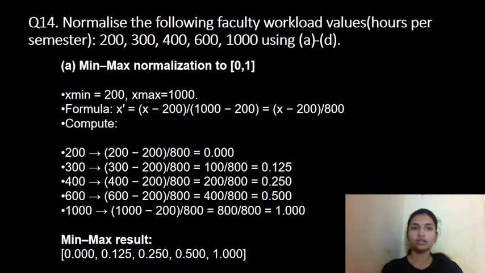Question number 14 is: normalize the following faculty workload values. Here are the given values: 200, 300, 400, 600 and 1000. Okay, so we have already discussed the formula for min-max normalization. Now we are putting the formula here. We have x min as 200, x max is 1000. Now we are putting in the formula and we will compute each value. For 200, we are also calculating 300, 400, 600, 1000. So we have the min-max result in this list.